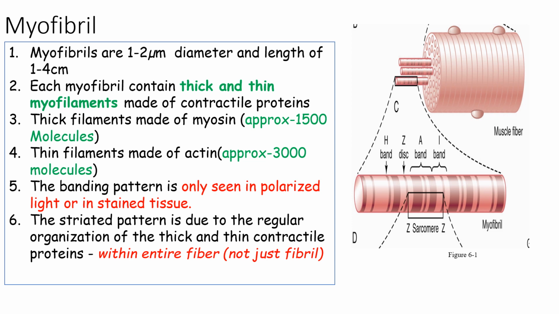So this banding pattern is only seen in polarized light, and this banding or striation pattern is due to the regular organization of actin and myosin protein within the entire fiber, and it is not just the fibril but the pattern is observed throughout the muscle.